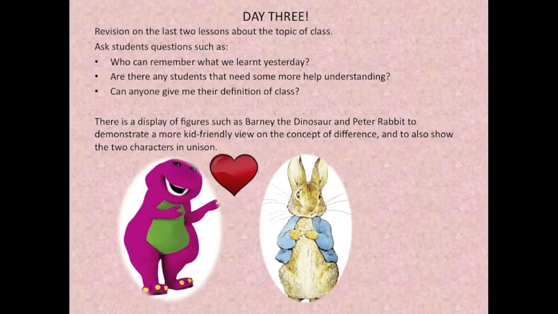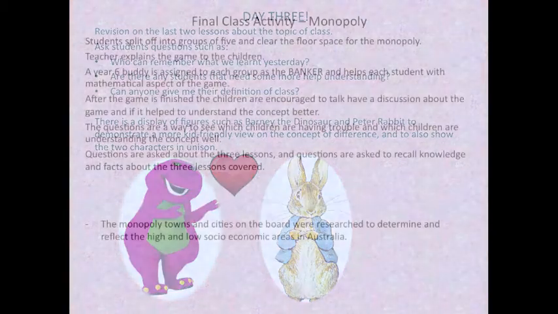The third lesson is all about what the students have learned over the last 2 days while working with the concept of class. The teacher starts the class discussion asking questions such as, who can remember what we learnt yesterday? Are there any students that need some help understanding? Can anyone give me their own definition of class? The teacher uses childlike demonstrations of Peter Rabbit and Barney the dinosaur to show the students how difference may look in a visual aspect, but also describe the unity that the two child characters share.